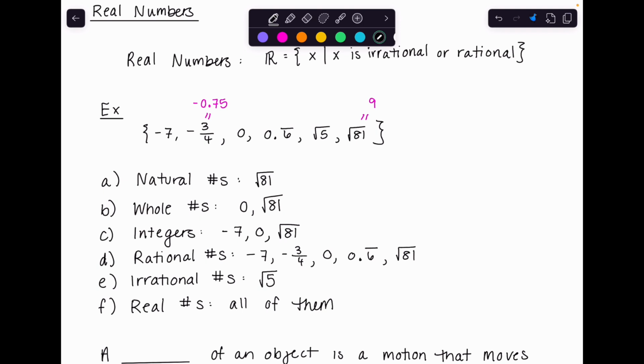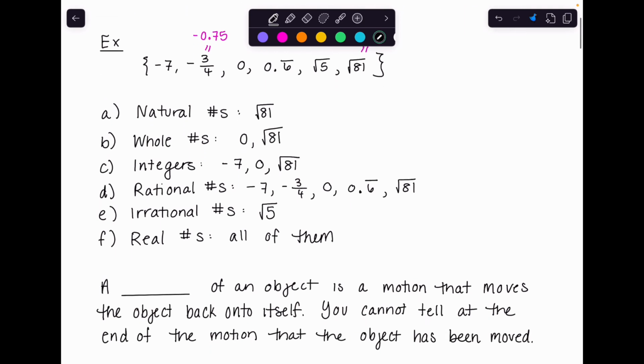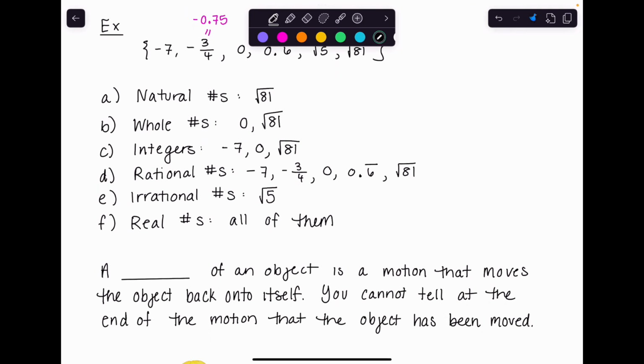So what we're going to talk about really for the majority of this section is going to be this modular arithmetic. And so to introduce the idea, we're going to talk about something that's called symmetry and clock addition. So a symmetry of an object is a motion that moves the object back onto itself. So basically this means at the end of the motion, you'll never be able to know that the object was moved or that the operation really ended up happening.